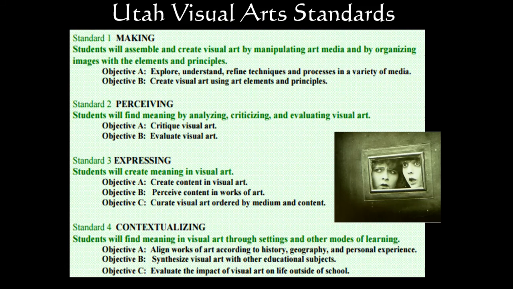So these are the Utah Visual Arts Standards. There are 4 of them. Standard 1 is making. Standard 2 is perceiving. Standard 3 is expressing. And Standard 4 is contextualizing.